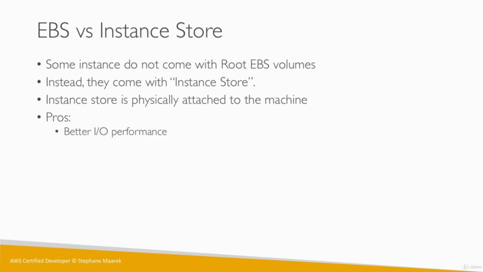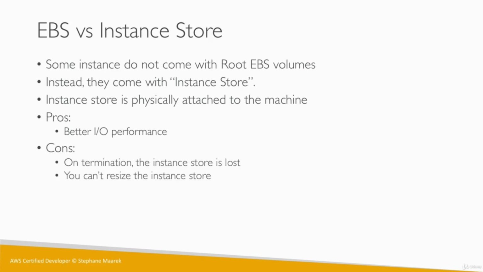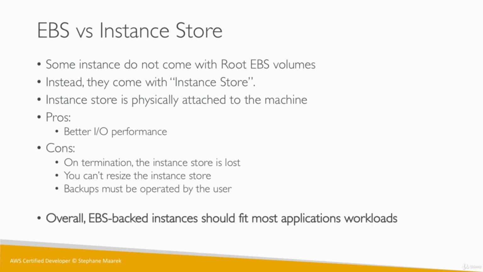So what you get out of it is usually a better I/O performance, but then there's a lot of cons out of it. So on termination, the instance store will be lost. You can't resize the instance store, so you can't make it bigger, and backups must be operated by the user. So overall, I would say EBS-backed instances should fit most application workloads. Only people who need extremely high performance and have extremely good DevOps engineers can really use an instance store in the AWS cloud.